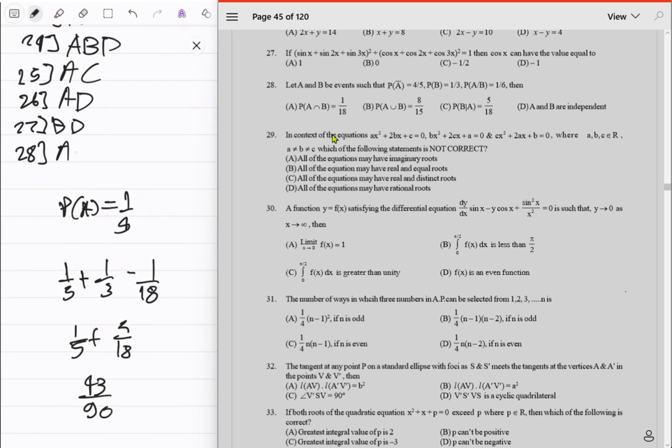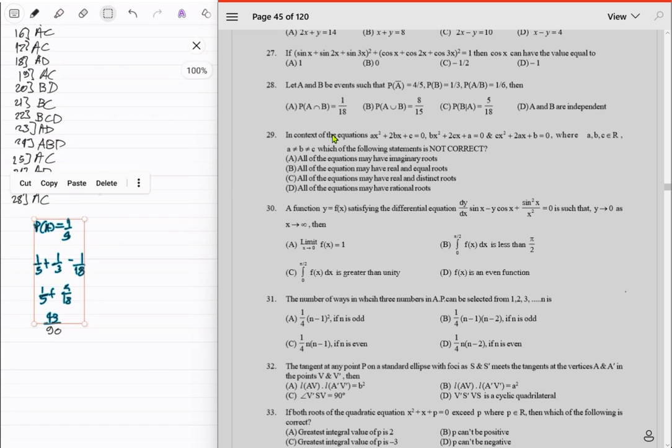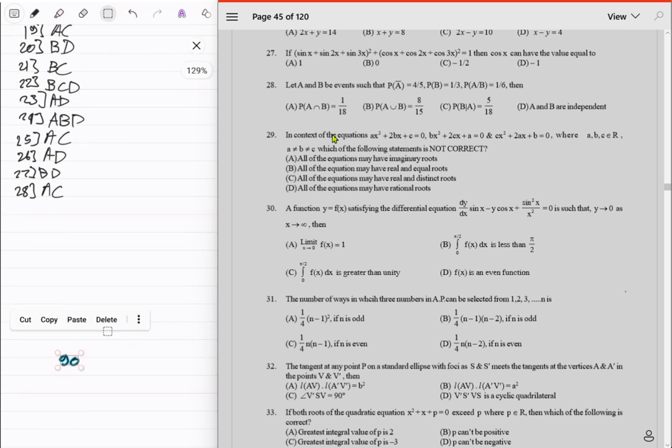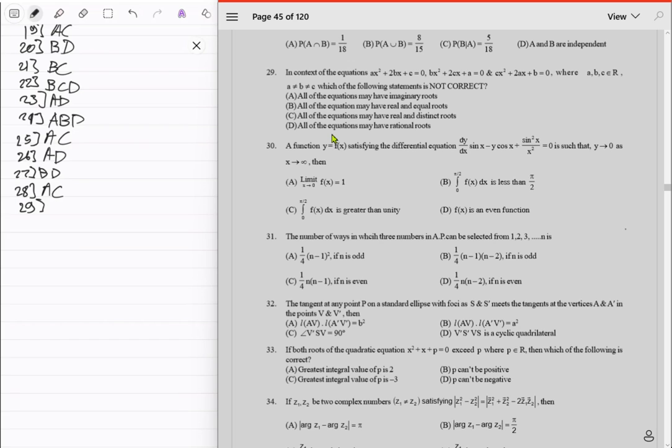Next question. 29. Kill me, man. 29. In context of this equation, the following statement is not correct. A is not equal to B is not equal to C. All the equations may have imaginary roots. Oh, look at this.